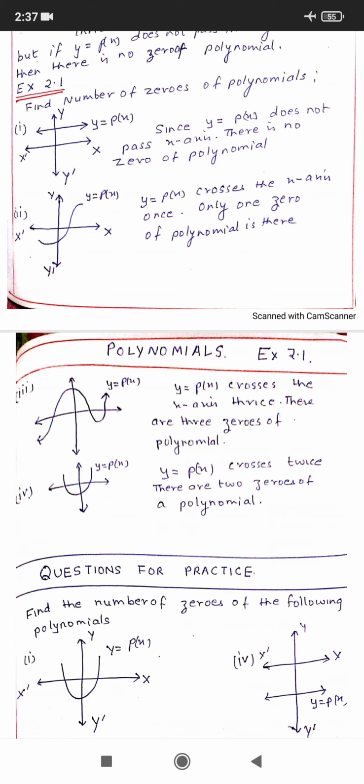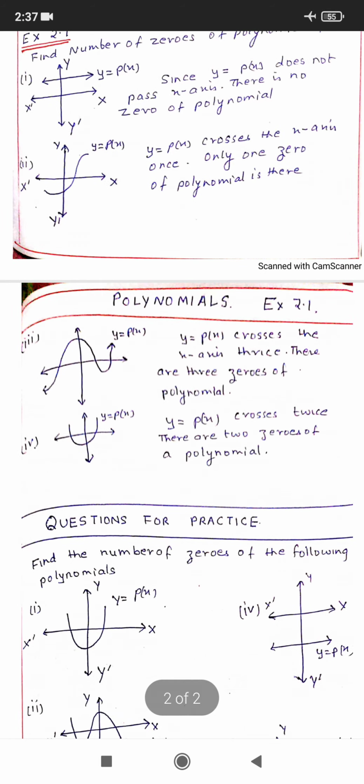Then exercise 2.1, third question. You can see the third part, the y = p(x) curve is cutting the x-axis at 1, 2, 3 points. You can see these 3 points where this curve y = p(x) is cutting the x-axis. So how many zeros of the polynomial are there? There are 3 zeros of the polynomial.